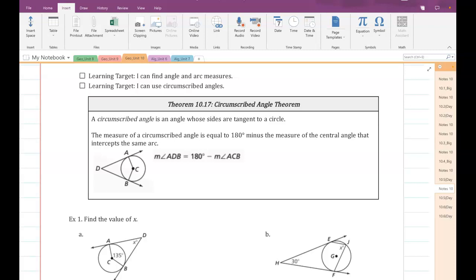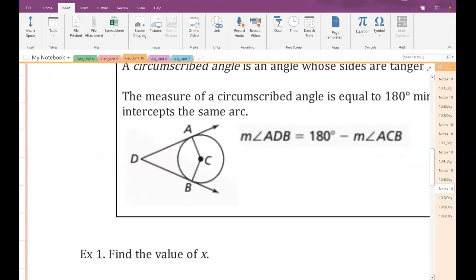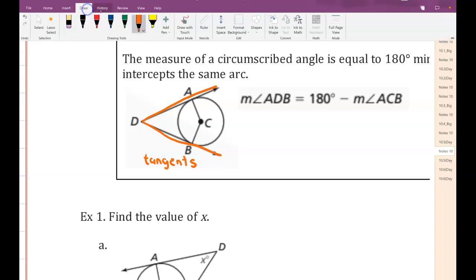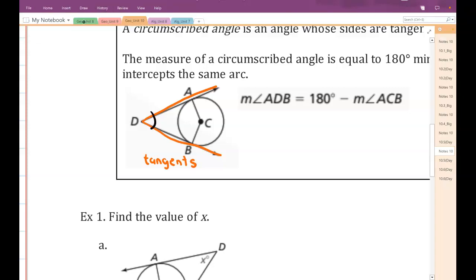And a circumscribed angle specifically is made up of two sides of the angle that are both tangents. So you can see here are two sides of our angle. Let's do them in orange. These are both tangents, and we have an angle inside of them. They make an angle D, or you could say, be specific, ADB.